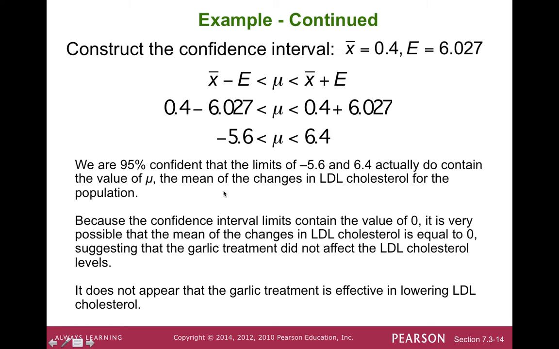So we are 95% confident that the limits of negative 5.6 and 6.4 actually do contain the value of the population mean. And this is the mean of the changes in the cholesterol levels for this population. So because this confidence level limit contains the value of 0, it is very possible that the mean of the changes in this cholesterol could also be 0.